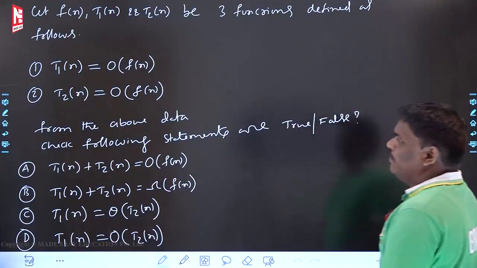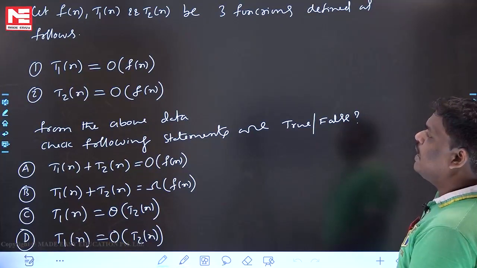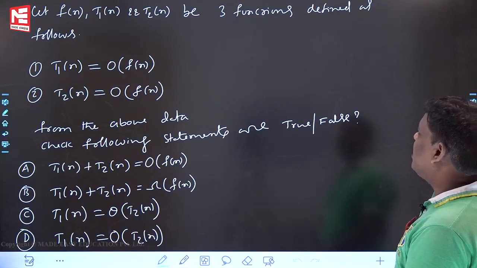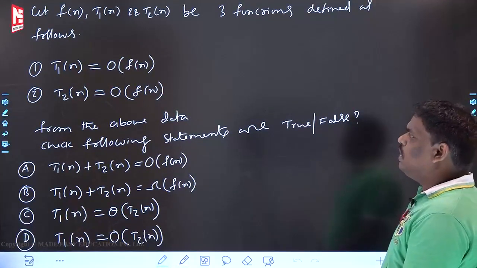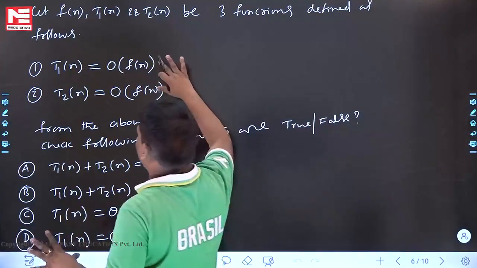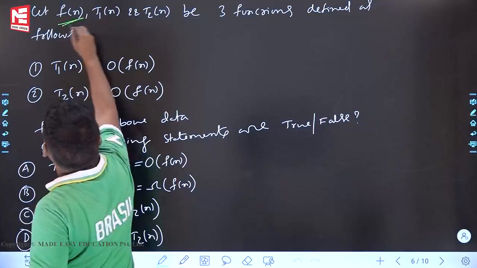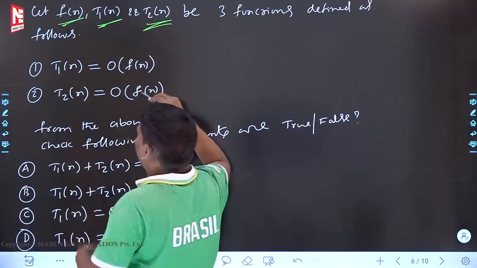I am also reading. Let f of n, t1 of n and t2 of n be 3 functions defined as follows. So like the previous problem, there are 3 functions, f of n, T1 of n, T2 of n. These are defined like this. How are they defined? Let me check.